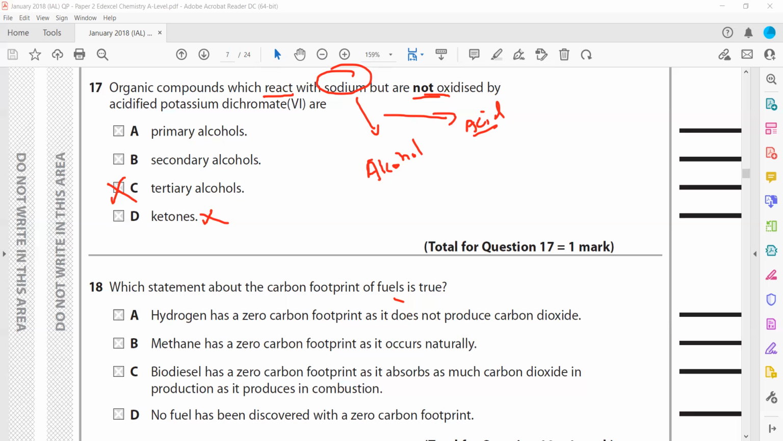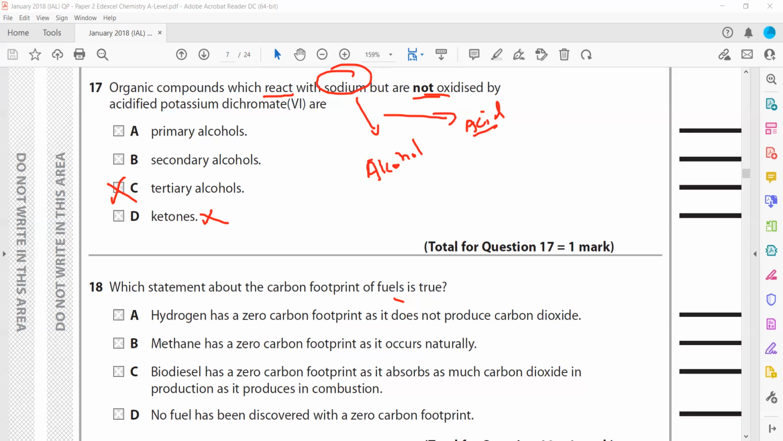In question 18, which statement about the carbon footprint of a fuel is true? Hydrogen has a 0 carbon footprint as it does not produce carbon dioxide. Basically, we don't have a carbon neutral fuel. This is just a theory, but practically we don't have anything which has 0 carbon emission.